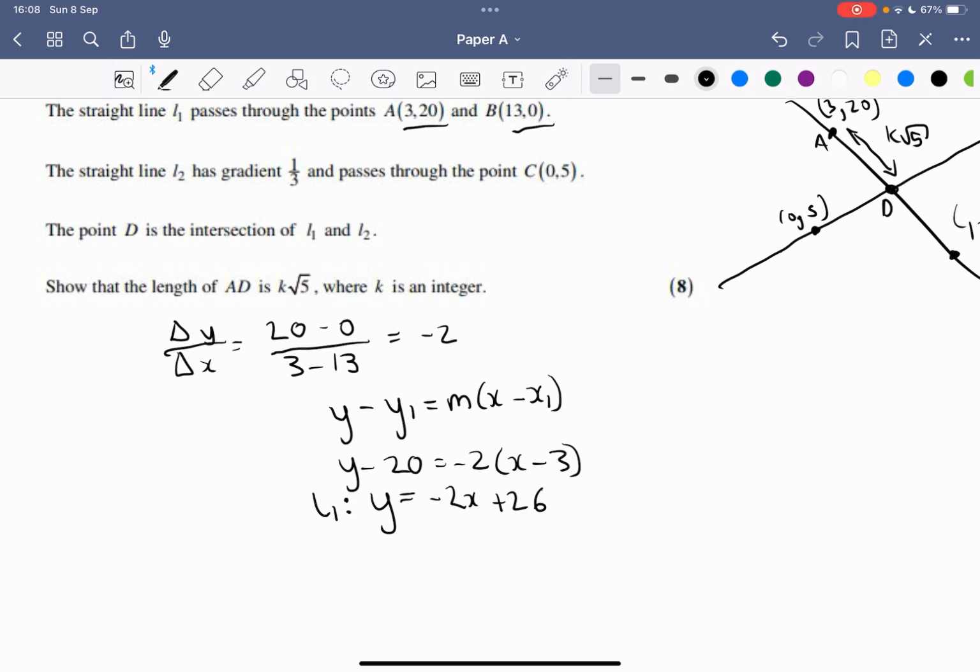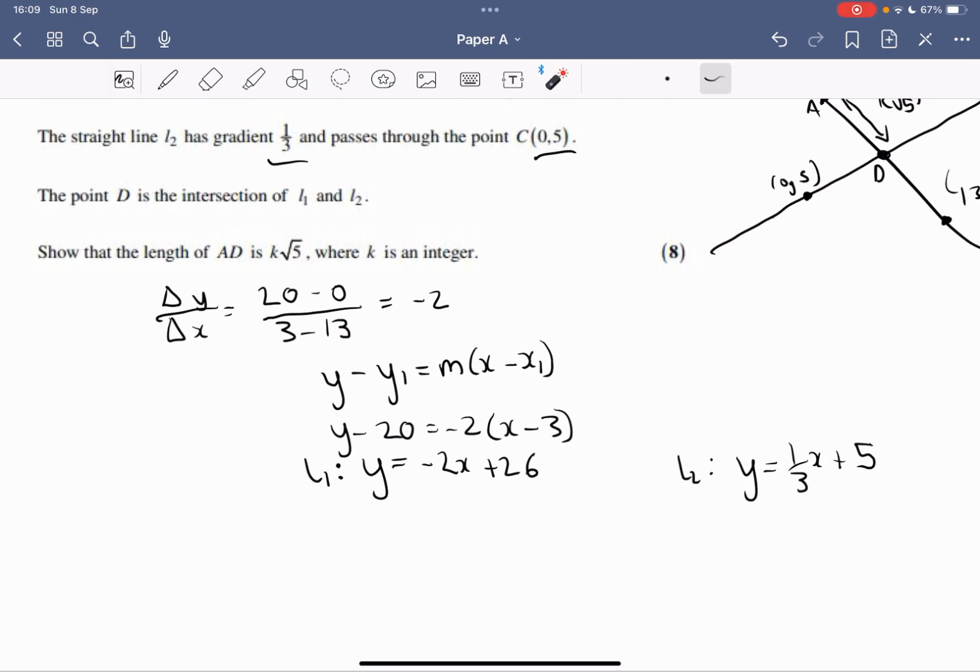Now line 2 has a gradient of 1/3 and passes through the point 0,5. Okay, so straight away with that information, we can write down the equation of that line. Okay, so this is our equation for line 2. And the way I got that is that the gradient is 1/3, like they said. And the y-intercept is 5.